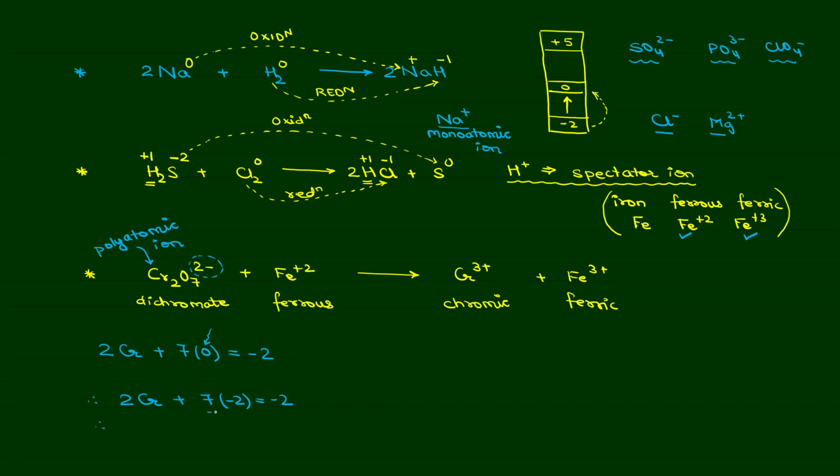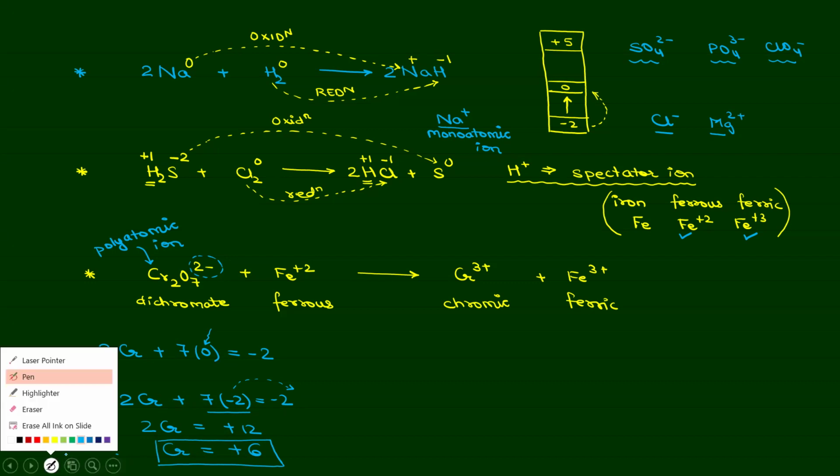So what is 7 into -2? -14. It goes on the other side, what happens? Plus 14. Plus 14 and -2 would give 12. Then 12 divided by 2. लिखना. So chromium, divide by 2 करके, we will get plus 6. This is the oxidation number of chromium per atom. Why am I saying per atom? Because 2 chromium has a charge of plus 12. 1 chromium per atom has a charge of plus 6. Do you all understand up till here, everyone?